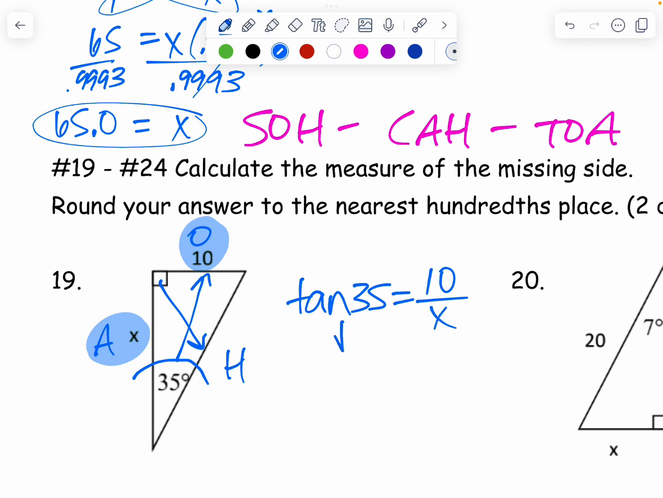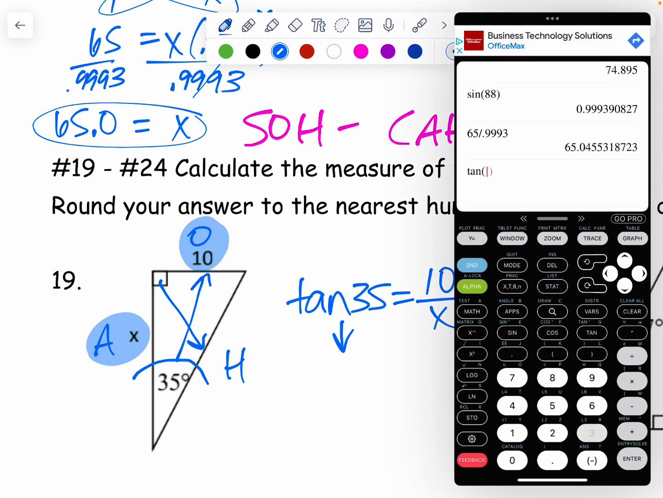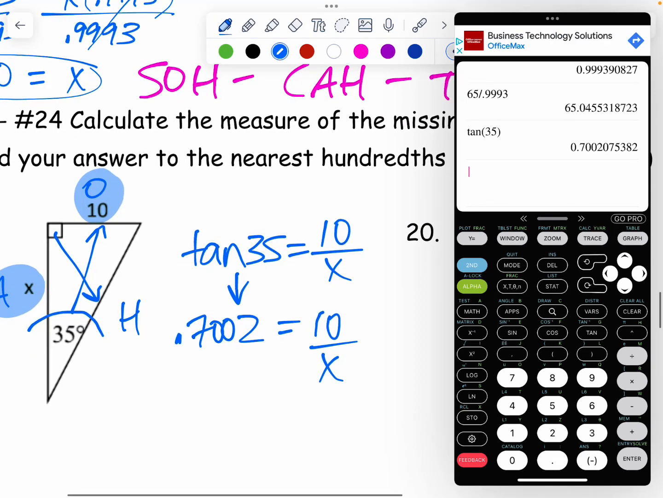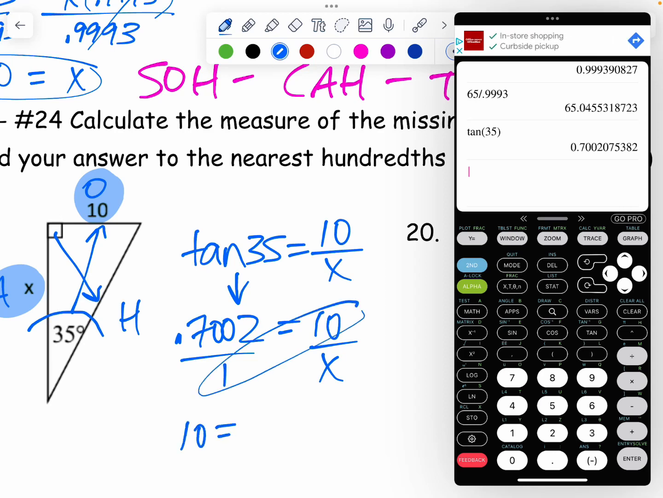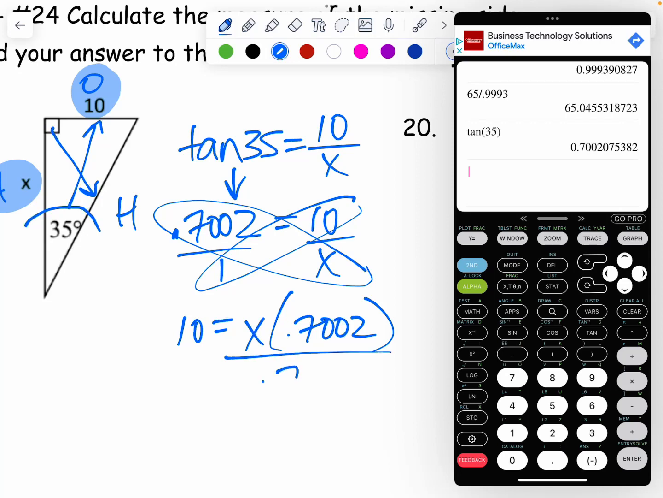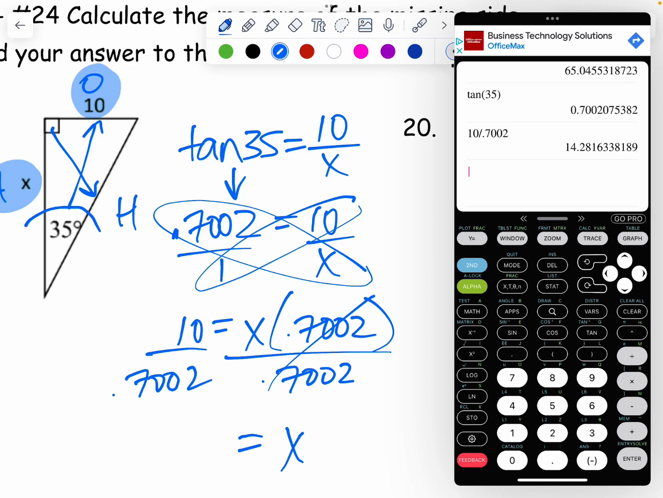Okay, now I'm going to solve just like I did above. Tan 35. I got 0.7002 equals 10 over x. You know how to cross multiply and solve this thing. Now I'm going to put this over 1 and I'm going to cross. 10 times 1 is 10. When I cross this way, I get x times 0.7002, and I'm going to divide both sides by that decimal to cancel so that I have x equals, and in my calculator I'm typing 10 divided by 0.7002. And I get 14.28, so I'll round it to 3.